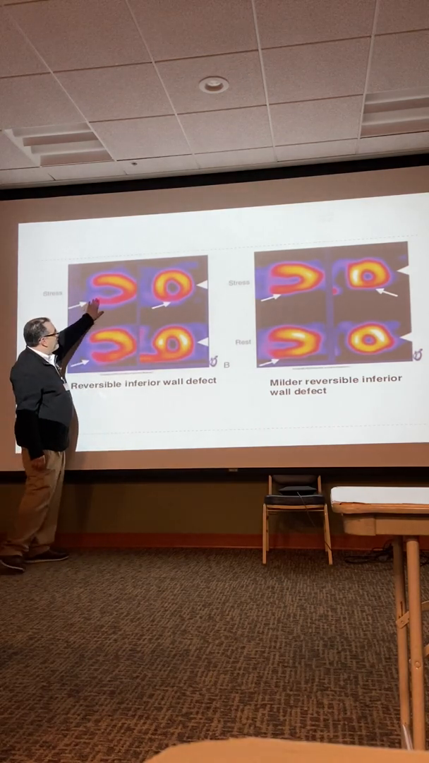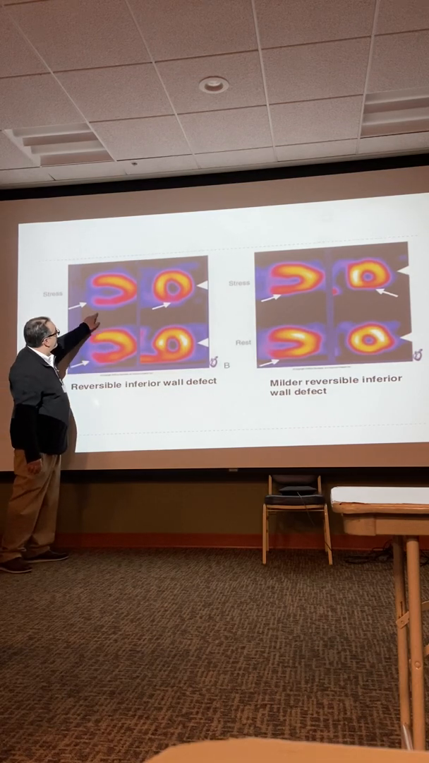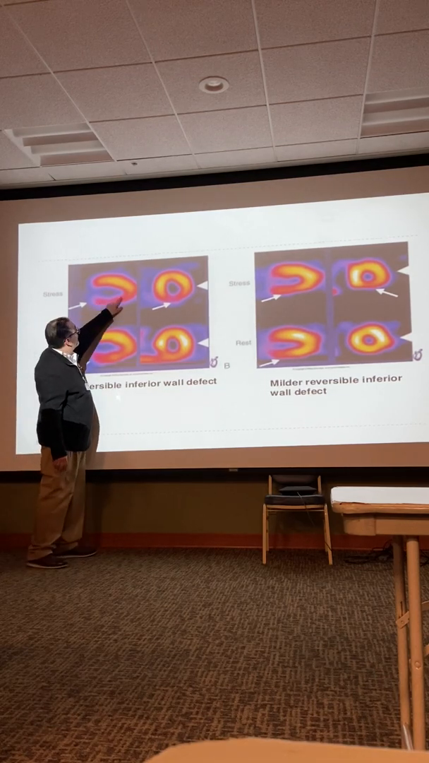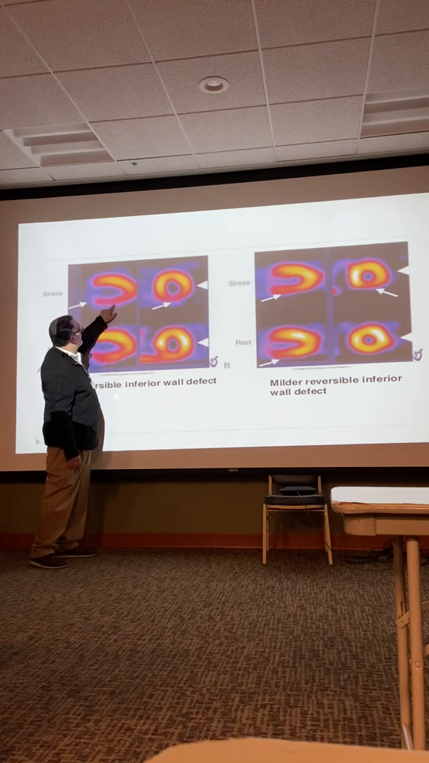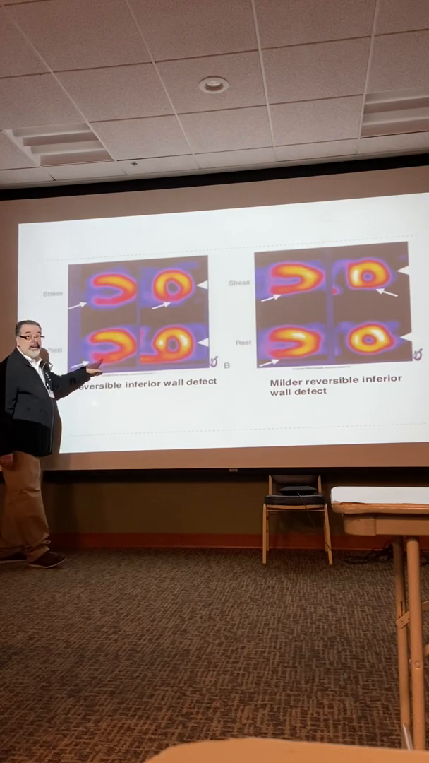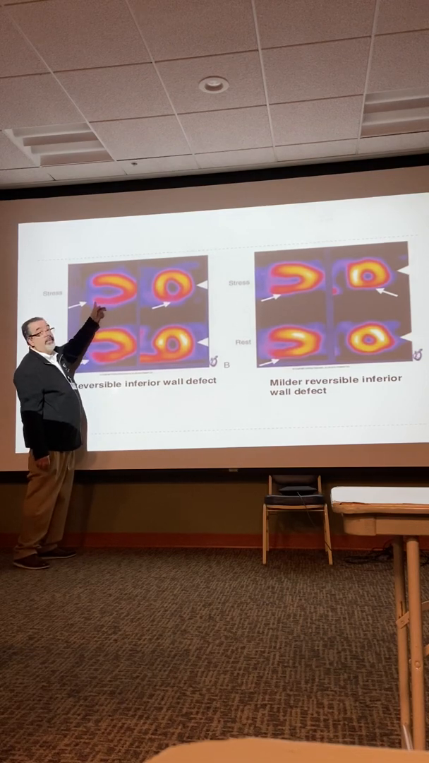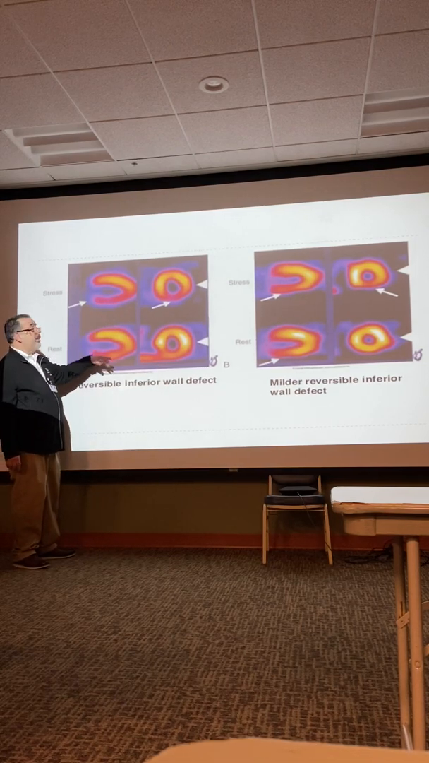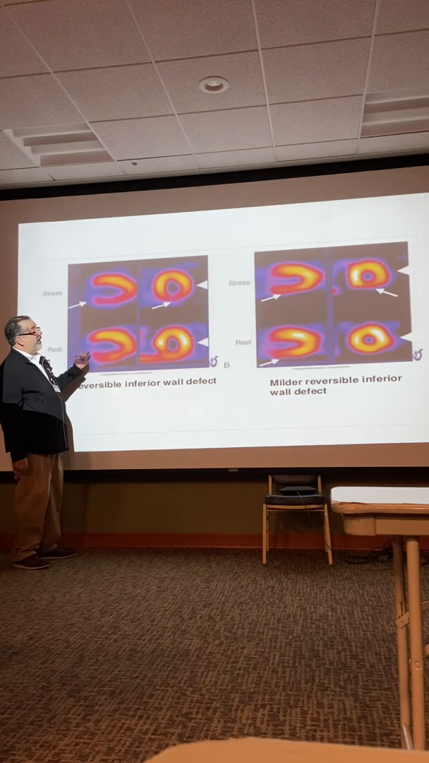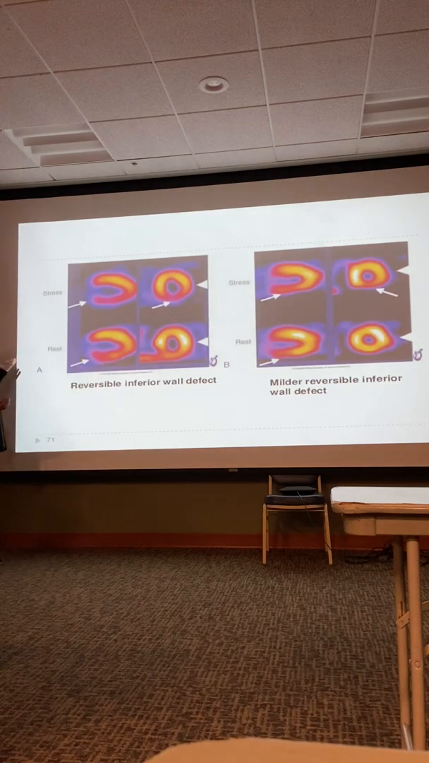So we look at it at stress, and we look at it at rest, and then we say, this is not great uptake. This is the color we're looking at for great uptake. And at rest, this kind of gets a little bit better. So with exercise or whatever stress you pick, the inferior wall kind of struggles a little bit to get blood flow, and at rest it kind of gets better. So that's ischemia, inferior wall ischemia.